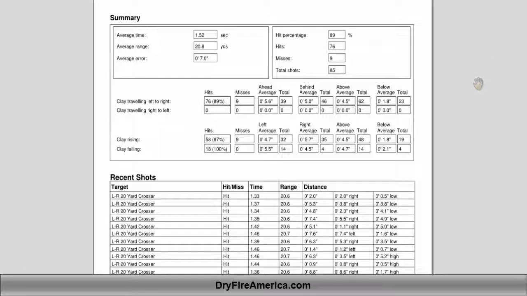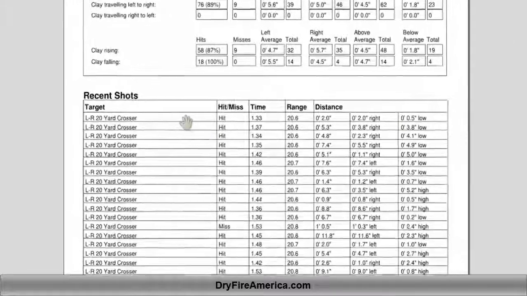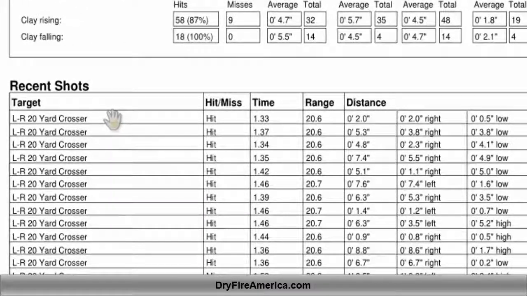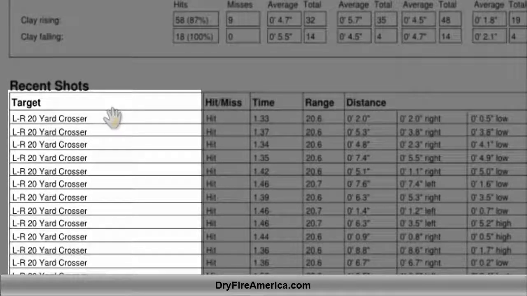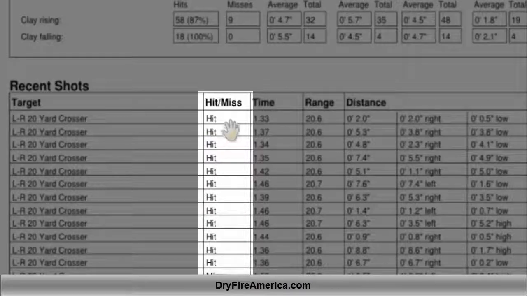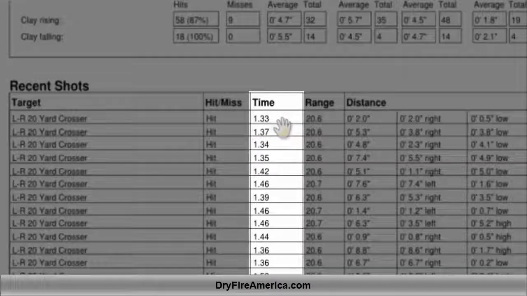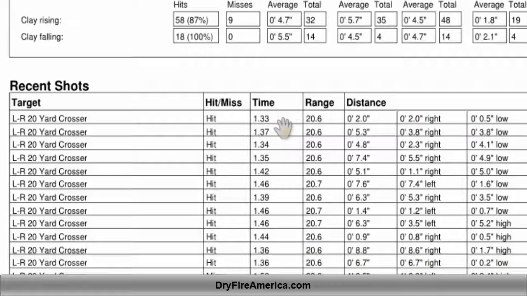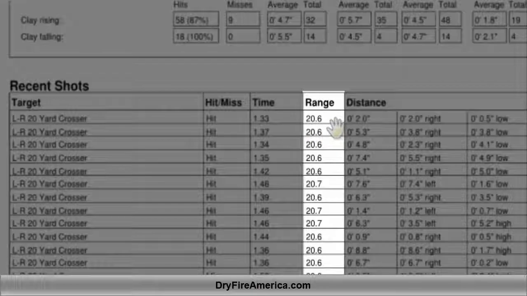All right, now let's come down here and look at the area and define this further. You can see the far left column gives the target name, and what I was doing, of course, was shooting left to right 20-yard crossers, so each one of them has that name. Then in the next column, it clearly tells me whether I hit or missed the target. In the following column, it gives me the time at which I shot the target, in other words, how far into the trajectory. Then the range of the target in yards, in tenths of a yard.